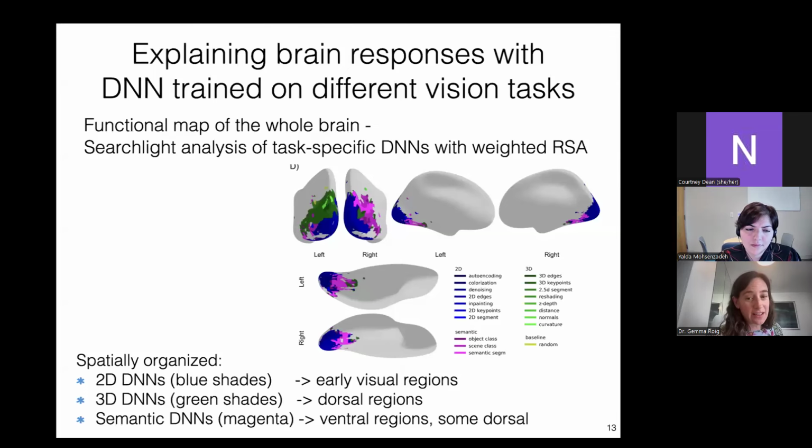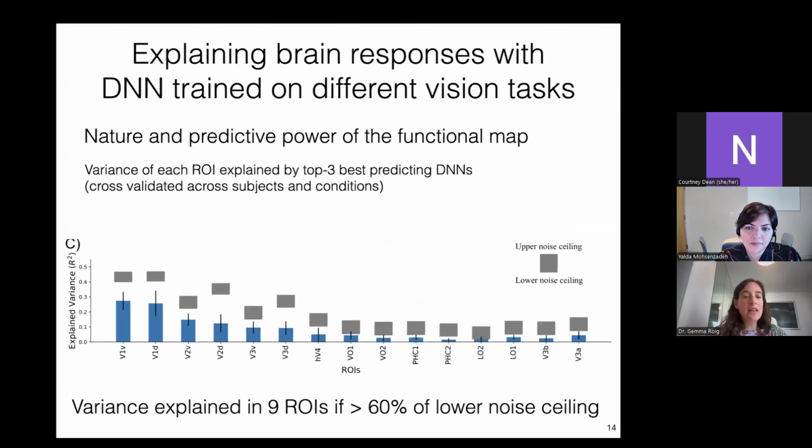So here I have to say that this was just selecting the model that gives the highest correlation, there is no statistical analysis because we had 20 models, that's a lot. So what we did also separately is check the nature and the predictive power of this functional map by getting different brain regions with an atlas and then predicting by subject. And what we could see is that the variance explained in 9 of these ROIs is above 60% of the lower noise ceiling, which is actually highly predictive as well.